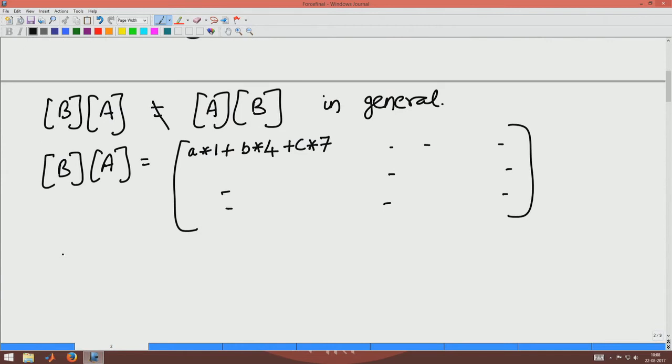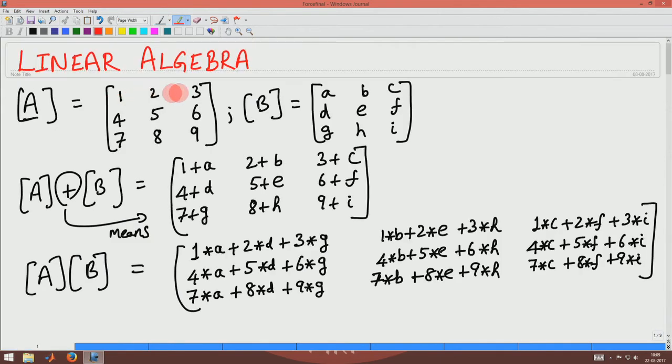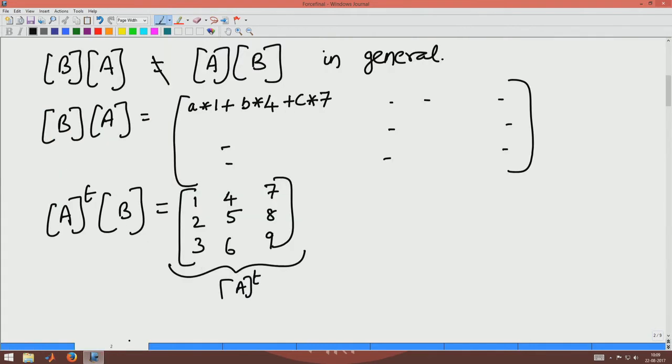Now, I am also interested in finding what A transpose B would be, for reasons that will become evident towards the end of this lecture. A transpose B would be 1, 2, 3, this is A transpose, 6, 7, 8, 9. That is, I have to interchange the rows and the columns. A was initially 1, 2, 3, 4, 5, 6, 7, 8, 9 arranged along the rows, now it becomes arranged along the columns because I am transposing this matrix A. Okay? So, B remains the same, B is A, B, C, D, E, F, G, H, I.